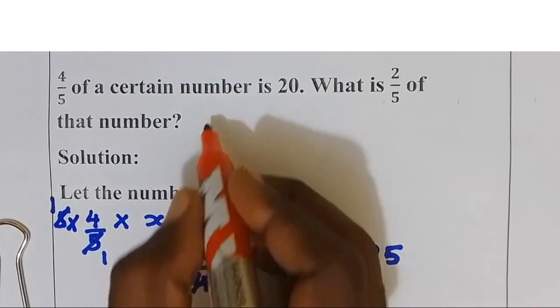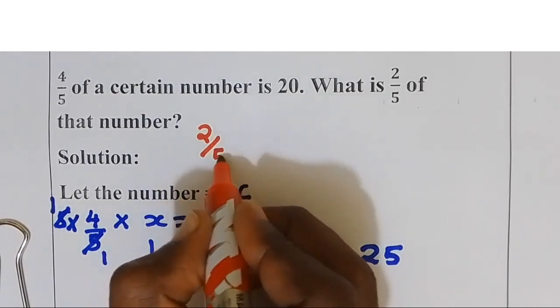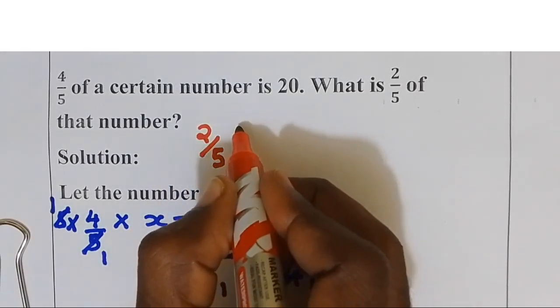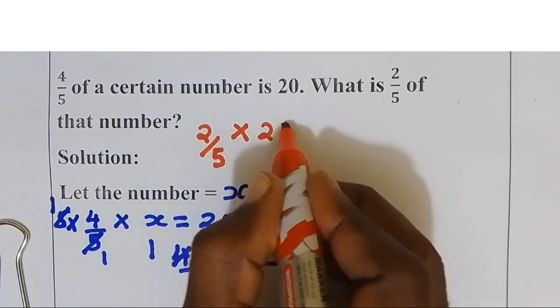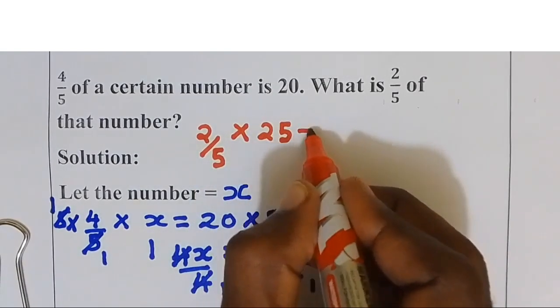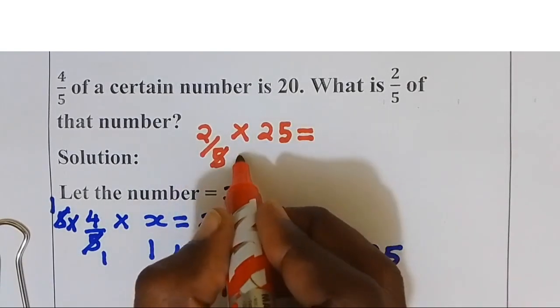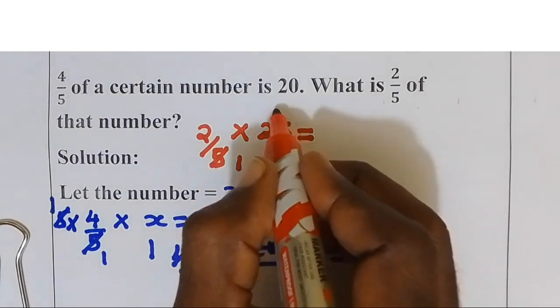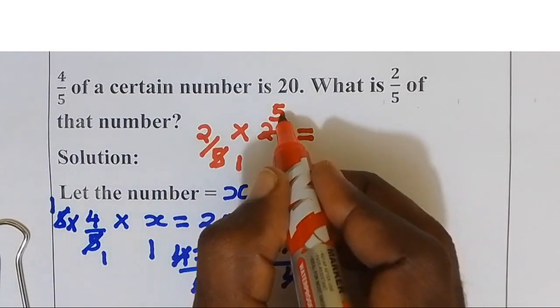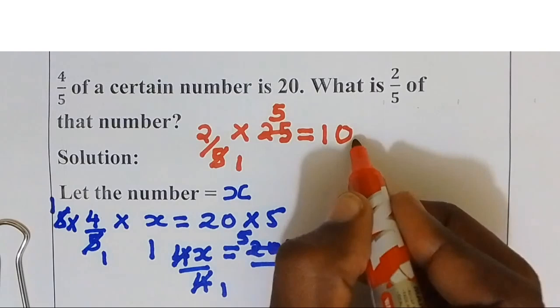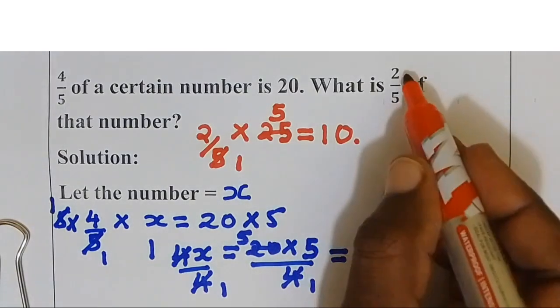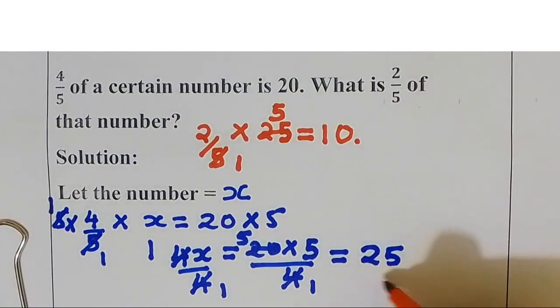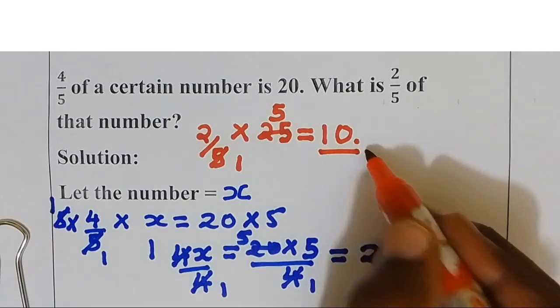We need 2 over 5 of 25, which means multiply by 25, which will be equal to, by 5 it is 1, by 5 it is 5, 2 times 5, we get 10. 2 over 5 of that number, which is 25, is 10.